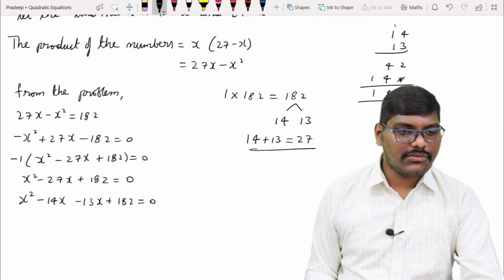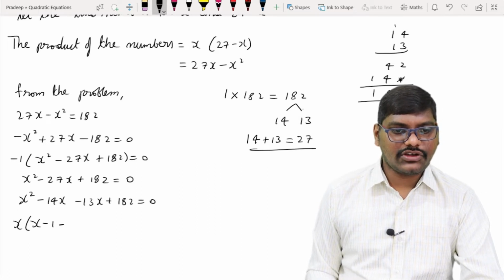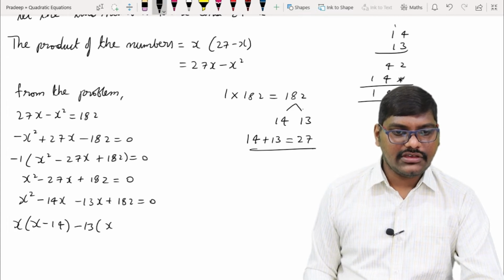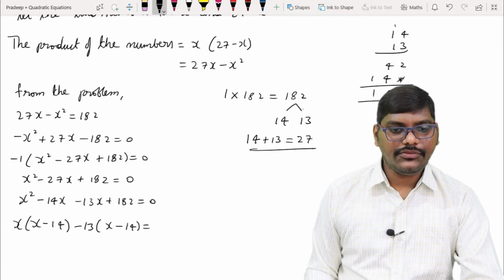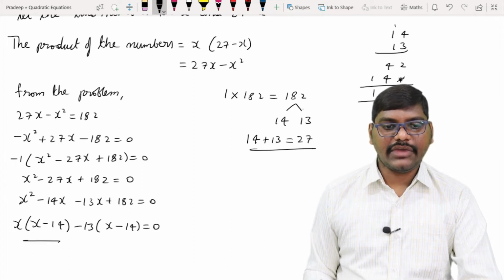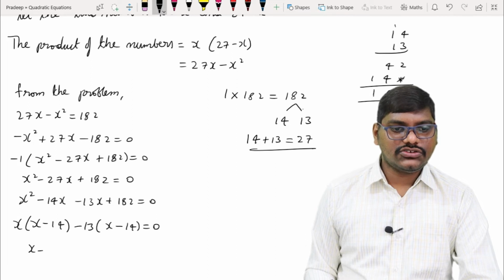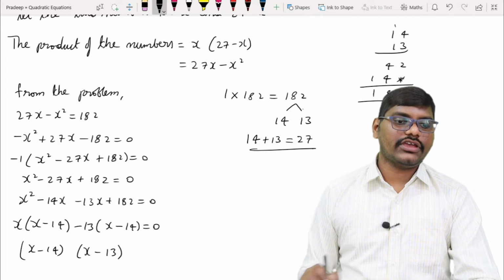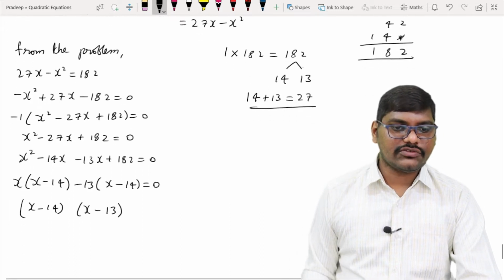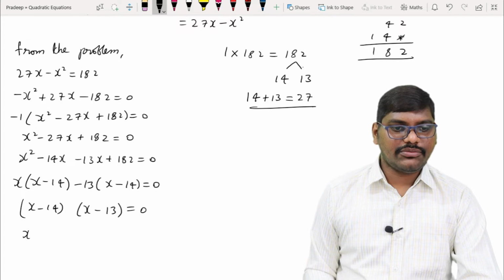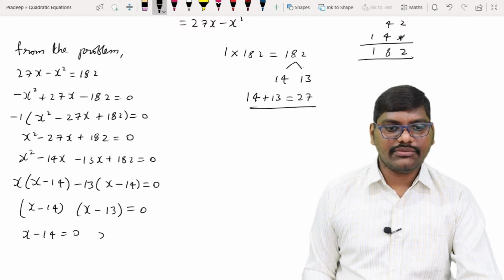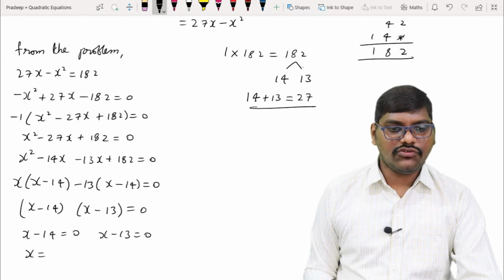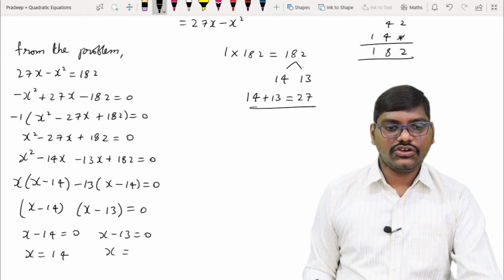So here I can take x common, so we'll remain with x minus 14. Here I can take minus 13 common, so I'll remain with x minus 14. Alright, so here I can take x minus 14 common, so I'll remain with x minus 13. Okay, so if I equate both of the terms separately, x minus 14 equal to 0 and x minus 13 equal to 0. So this is x equal to 14 and this is x equal to 13.